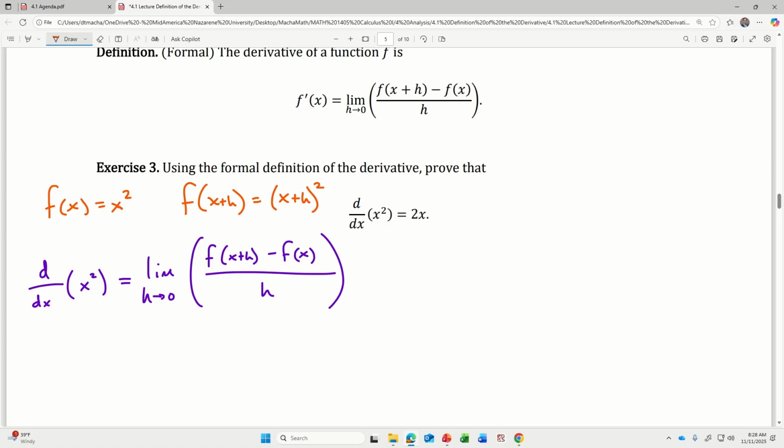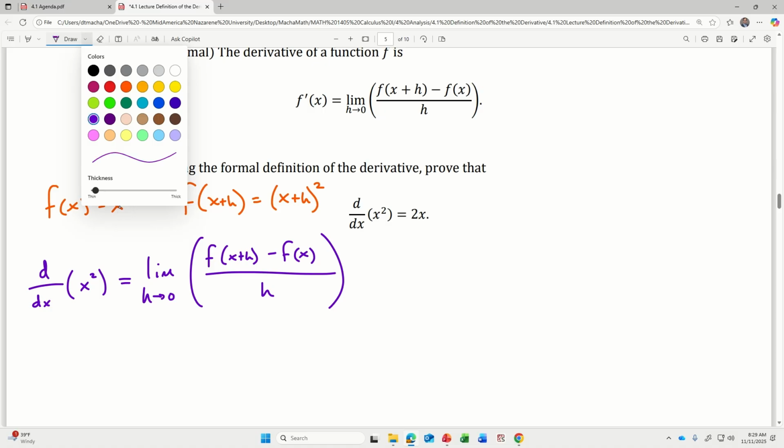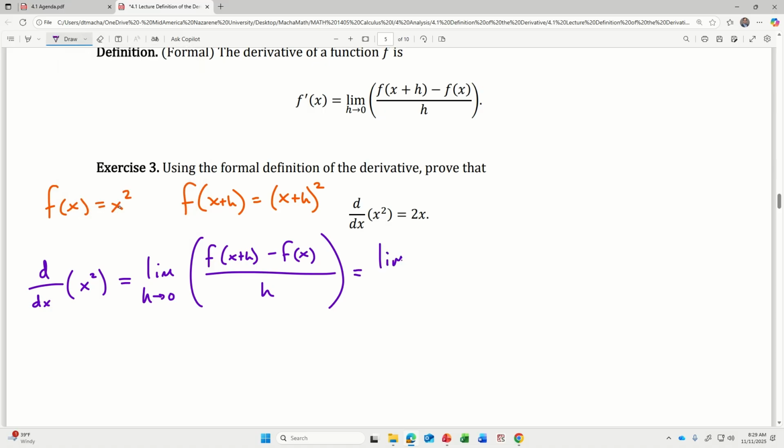Everywhere I see an x, I'm going to replace the x with x plus h in parentheses. That's really important that you know what this means, because every single time we use this formula, you'll need to replace x with x plus h in the original function. In this case, x plus h all squared. And then I get the limit as h approaches 0 of x plus h squared minus x squared divided by h.